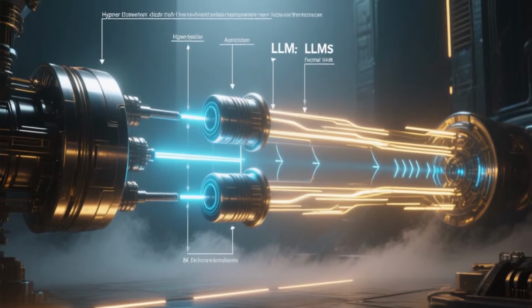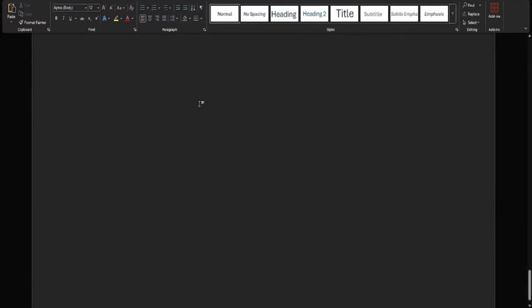So how do these LLMs actually work? Let me explain this in the simplest way possible. Imagine you're reading a sentence that says, "The cat sat on the blank." Your brain can easily predict that the next word is probably mat or chair or something similar, right? That's basically what an LLM does, but at a massive scale.